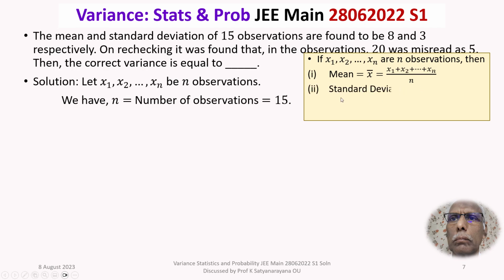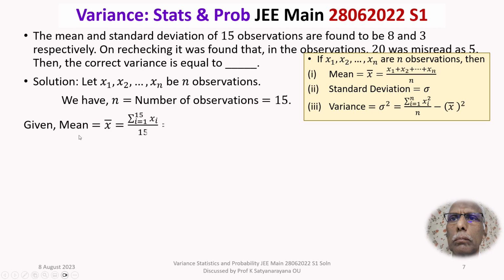We have the standard deviation denoted by sigma, and its square is the variance. Variance is equal to sigma square, that is equal to the sum over i equal to 1 to n of xi square, the sum of the squares of the observations, by the number of observations n, minus x bar square, that is the mean square.